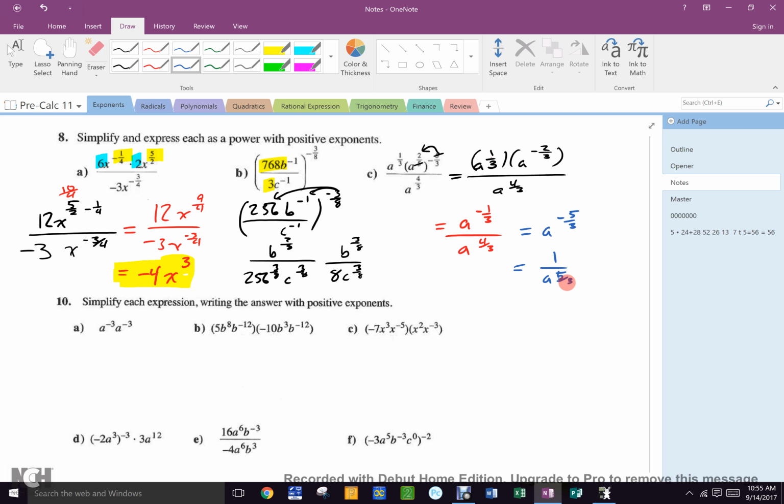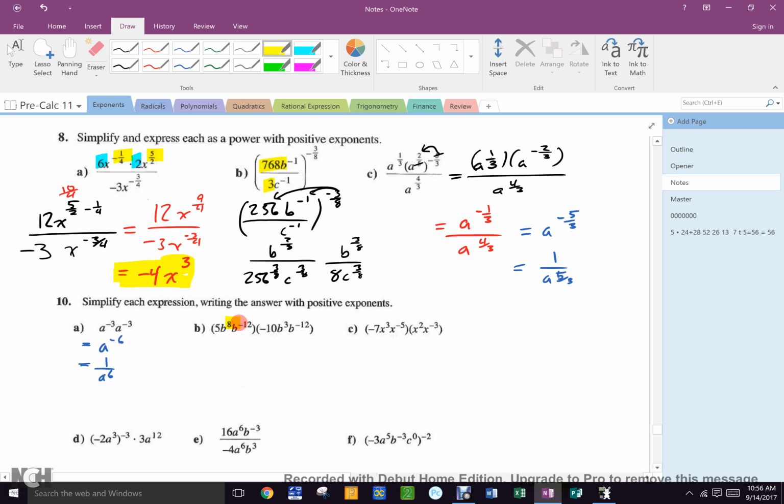Okay, let's go to the next one. What do I do with them? What's -3 and -3? -6. That's not allowed, so it's 1 over a to the 6th. Simplify each expression with positive exponents. Already done. Here, what do I got to do with those two numbers that are yellow?